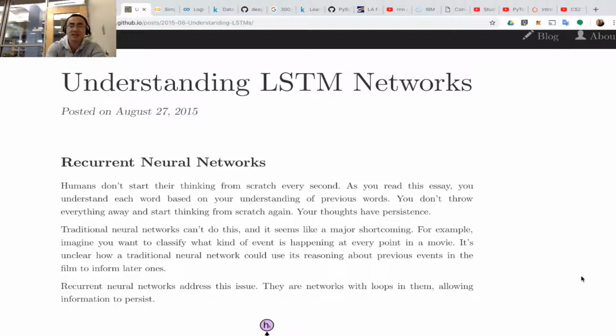Today we'll do a read along, and I'm trying to understand and explain to you at the same time about LSTM, long short-term memory. If you've heard about RNN, recurrent neural network, this is a special form of RNN, I think.